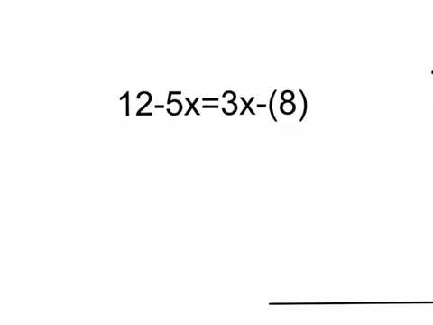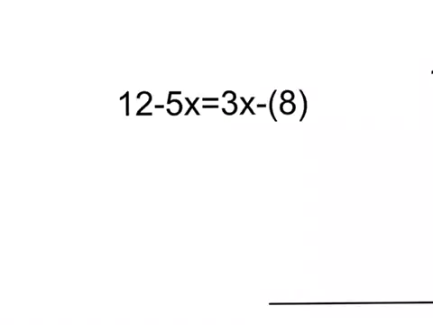You now want to get the variables on the same side of the equal sign. To do this, you want to choose a side to put the variables on. I would prefer to choose the side with the larger coefficient, to save some extra steps. So I'm going to put all my variables on the right side, because 3 is larger than negative 5.